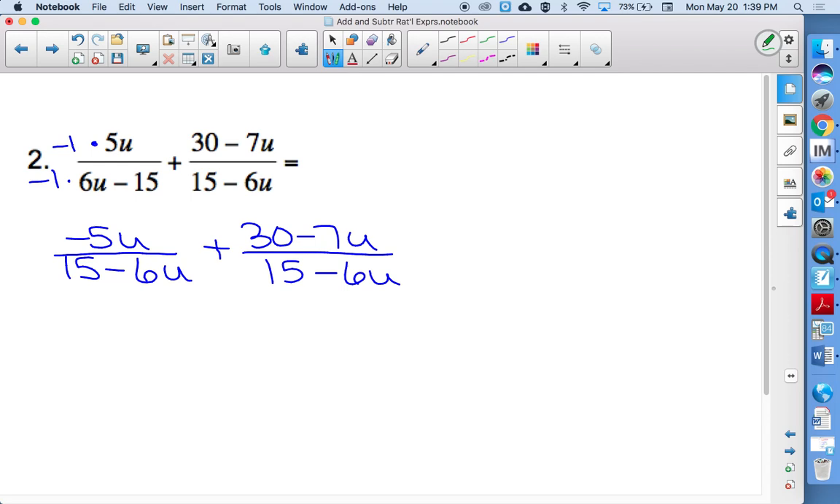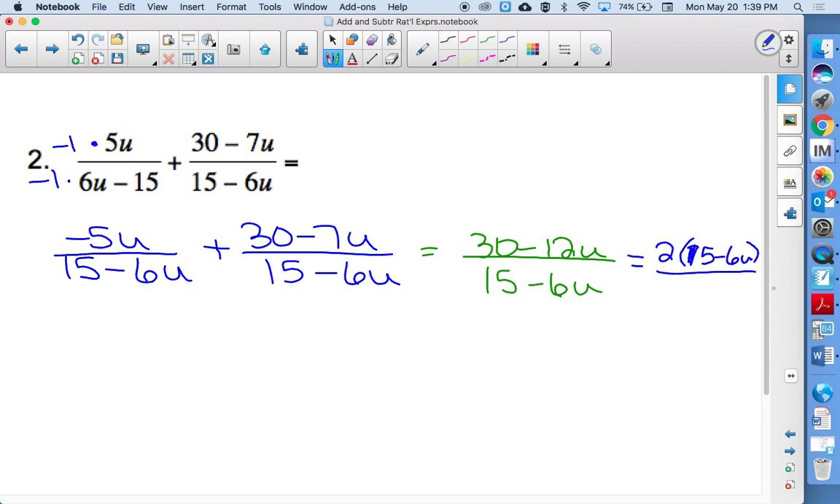Brandon. Whenever they combine, you get 30 minus 12u on the top, divided by 15 minus 6u, which is equal to... And then Brandon, what could you take out of the top? 2. So 15 minus 6u, that's supposed to be a 1. So after you combine those numerators together, Brandon said you could take out a 2. Taking out the 2 enables us to cancel those quantities because the whole bottom is the same as what's in the parentheses on the top. And you just get 2.